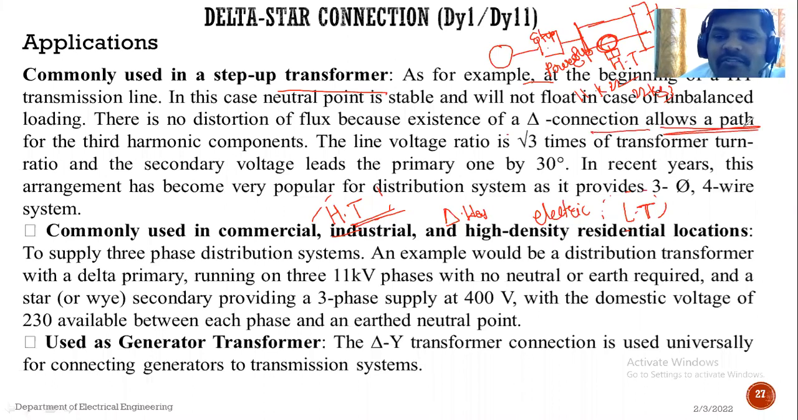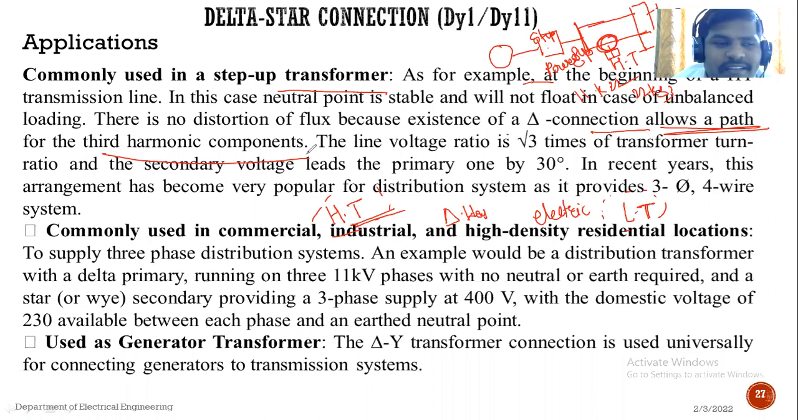It will allow one path for the third harmonic component. The line voltage ratio is √3 times that of the transformation turns ratio. And the secondary voltage leads the primary one by 30 degrees.